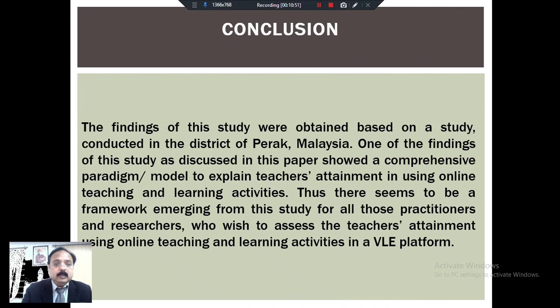So the conclusion is, the findings of the study were obtained based on the study conducted in the district of Perak, Malaysia. One of the findings of the study, as discussed in this paper, showed a comprehensive paradigm model to explain teachers' attainment in using online teaching and learning activities. Thus, there seems to be a framework emerging from this study for all those practitioners and researchers who wish to assess the teachers' attainment using online teaching and learning activity in a VLE platform.